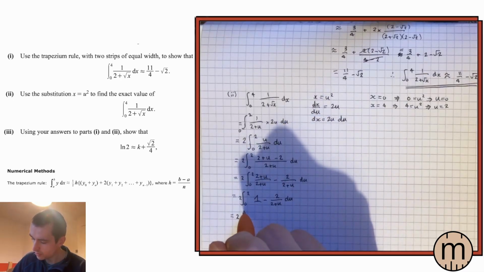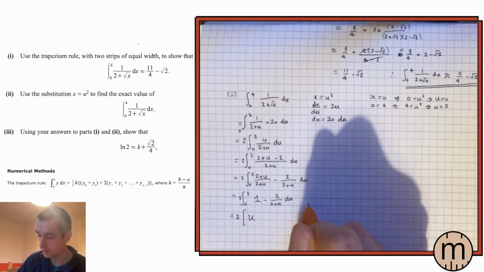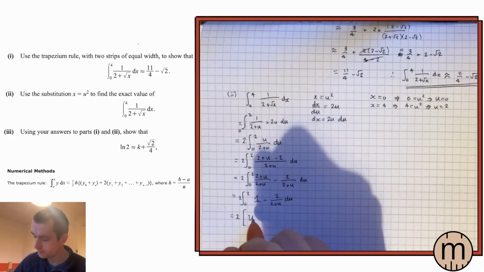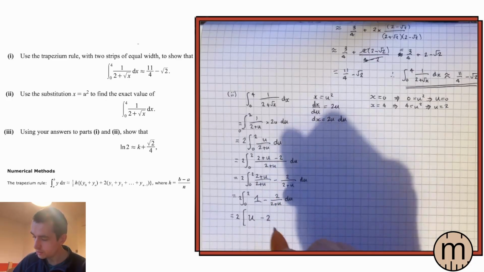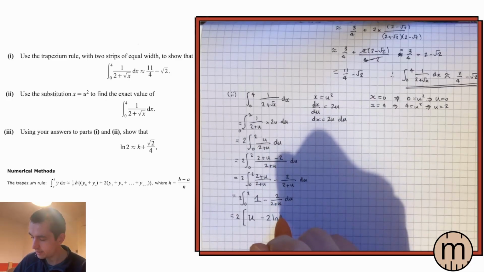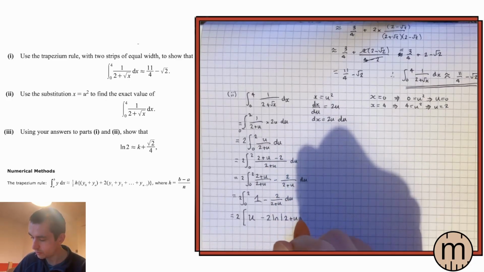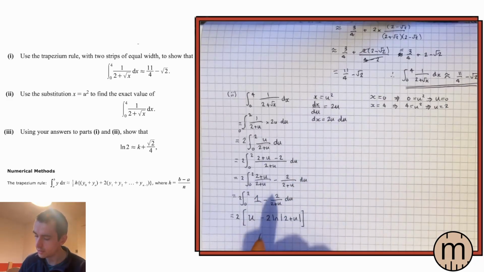So this integral is going to be, what's the integral of 1? Not x, but u, because this is all with respect to u. And this is minus 2 lots of ln 2 plus u, like this. The reason it's ln is because the derivative of the denominator is 1, and that's 2 lots of 1 here. That's what this 2 could represent. So it's 2 lots of ln 2 plus u.